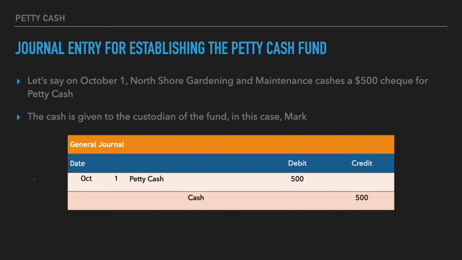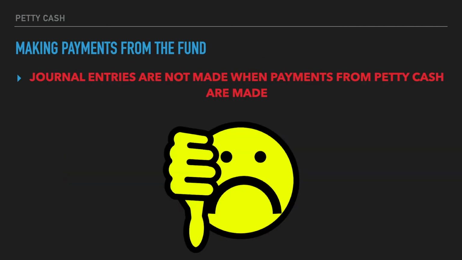Now we will debit and credit our different accounts. Firstly, our petty cash is considered an asset, which in this case is increasing, so we'll therefore debit that $500. In order to fund the petty cash fund, the company must pump their own cash into it. Therefore, we will credit $500 of cash.